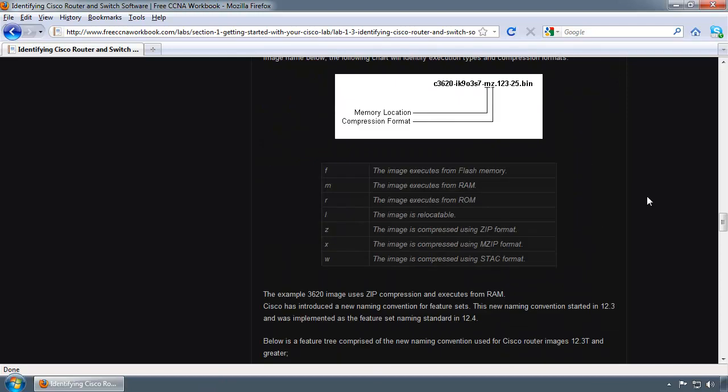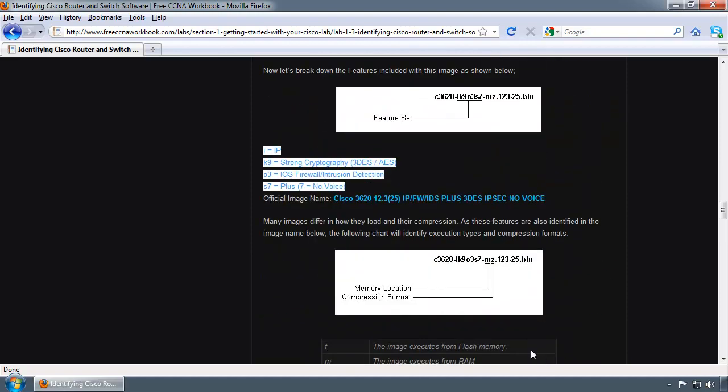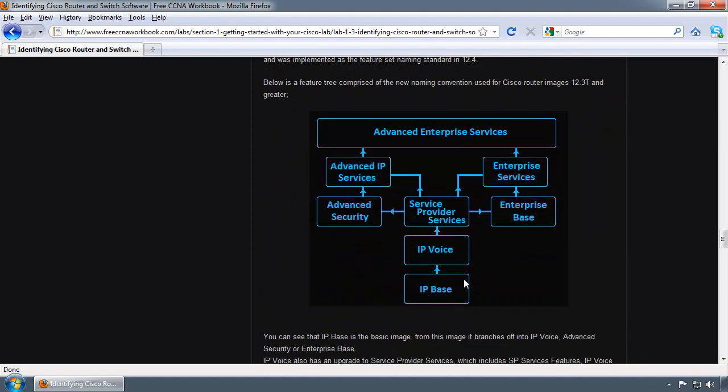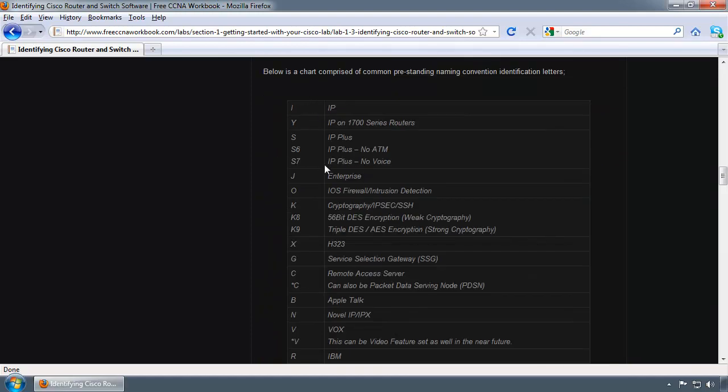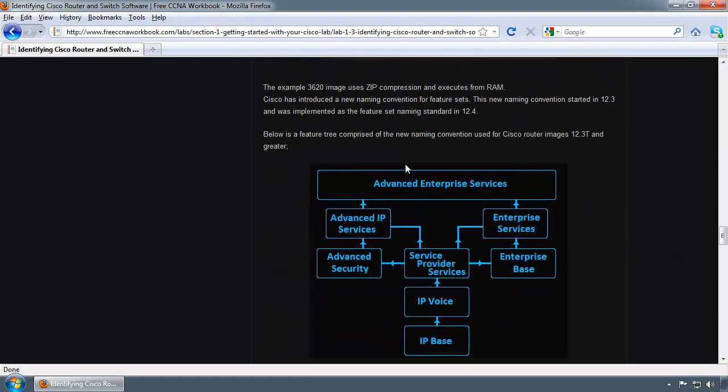So, moving on, I've created a nice little chart here for the 12.3T or later IOS naming convention. As of 12.3T and later, Cisco decided to rename the IOS image feature sets so that people can more easily understand them. It's actually easier to understand IP Base or IP Voice or Advanced Security versus a bunch of letters and numbers. But nonetheless, this little chart here is basically a tree of feature sets.